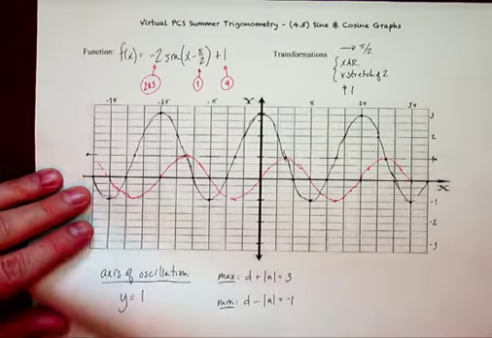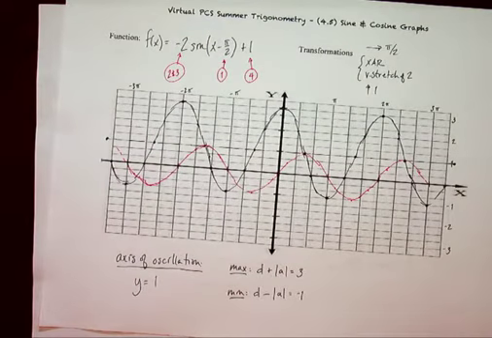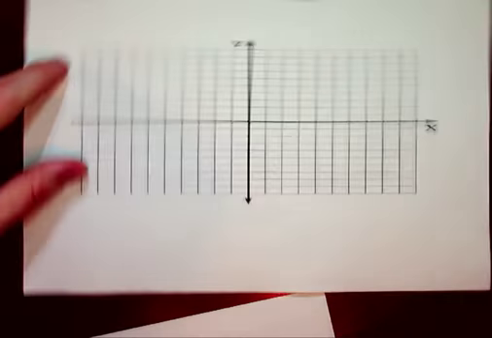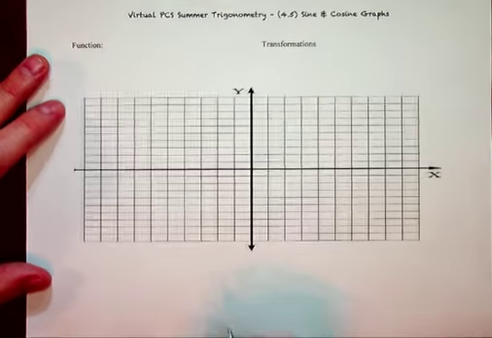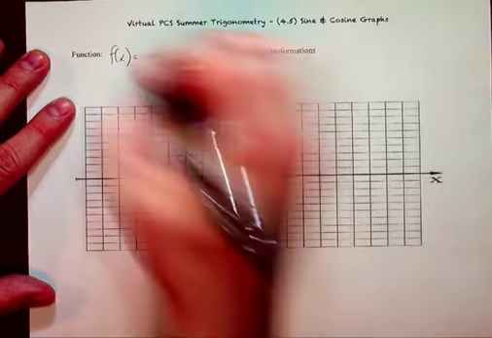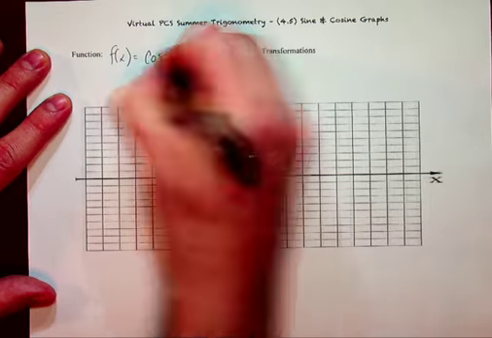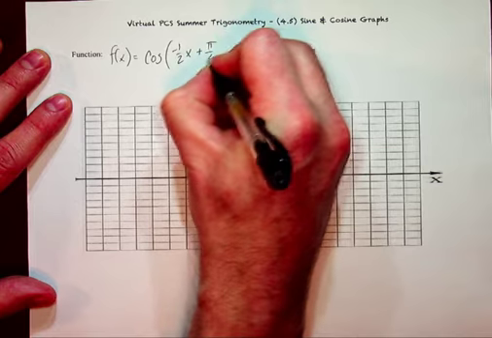Let's go ahead and do the next one. I think we'll probably skip the analytic work on the next one, and we'll just do the transformation. Okay. Now, this next function is f of x, or actually it says g of x, but whatever, cosine of -1/2 x plus pi over 4.